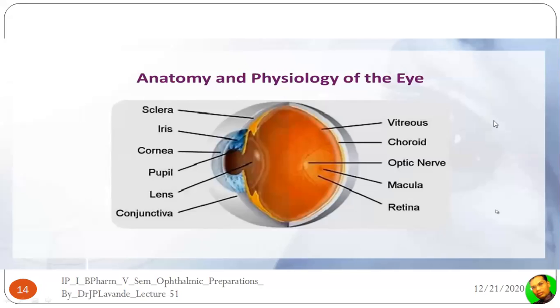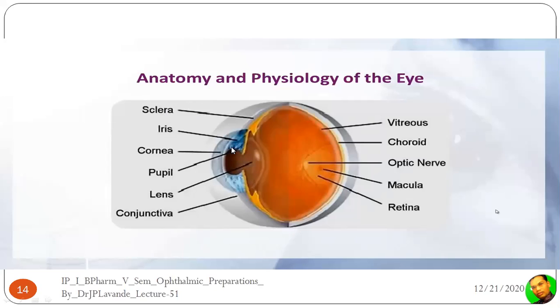So before directly going to the formulation aspects of ophthalmic products, we should know the anatomy and physiology associated with the eyes. You can see this is the section of the eye, and you can see the outer anatomy as well as the inner anatomy. You can see the different layers. There is a white layer which is the sclera, which is the outermost. The sclera is covered by the cornea. You can see this is the cornea, which has the refractive effect.